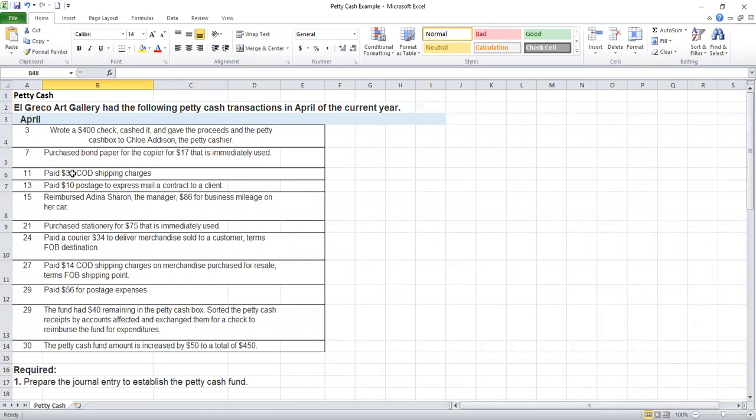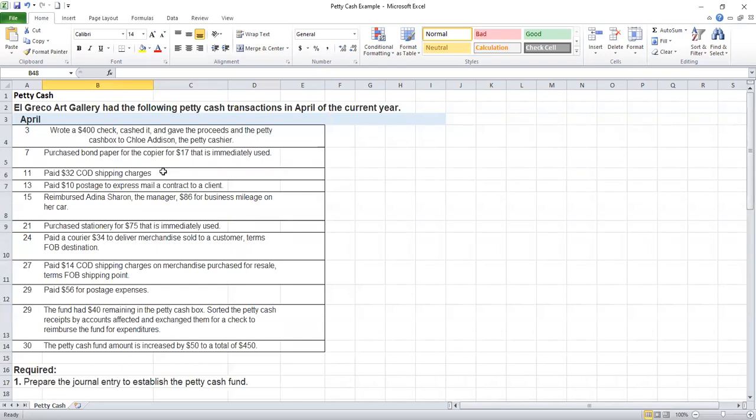Paid $32 COD shipping charges. COD means cash on delivery. So that's a shipping you have to pay. It's a special kind of shipping where once it arrives to you, the buyer, you pay for the shipping right then and there. You don't see it often, but it's used in this problem to show you what petty cash is for.